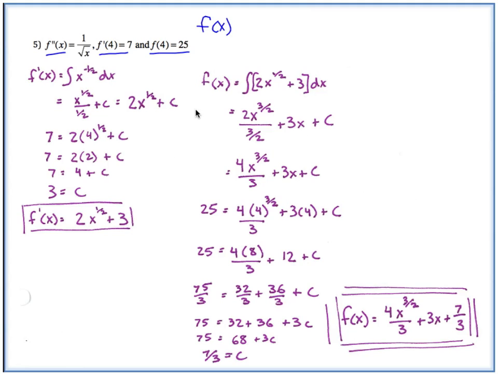Then we had to go one more step further, so to find f of x, we had to integrate the derivative. Here we were integrating this function, and again, it's just power rule for integration. Then I simplified, divided by 3/2 to make it 4. And then I plugged in my initial conditions. So I plugged in 4 for x, and that equaled 25. Then I solved for c, which was 7/3, and then plugged it in. And so my original function, with these initial conditions and a second derivative here, is this one right here.